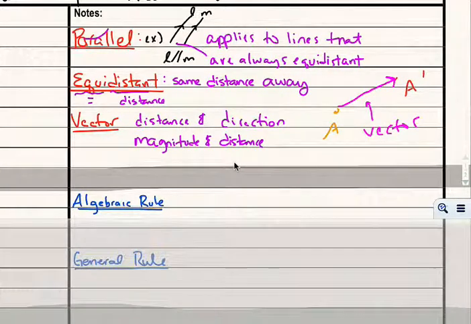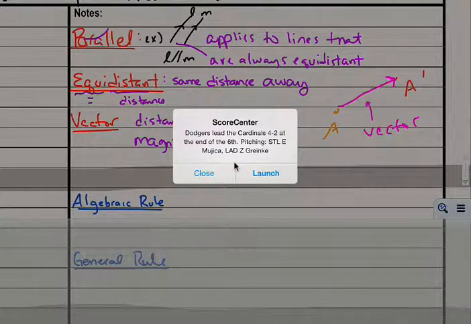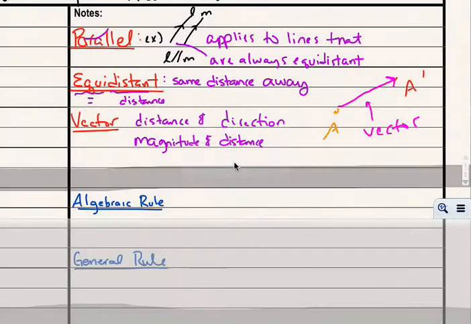The vector, excuse me, the vector itself. Oh yeah, no, ooh bad. Never mind. Cardinals are down. End of the sixth. It's okay. It's okay. We're up 3-1. We can drop a game if we need to.